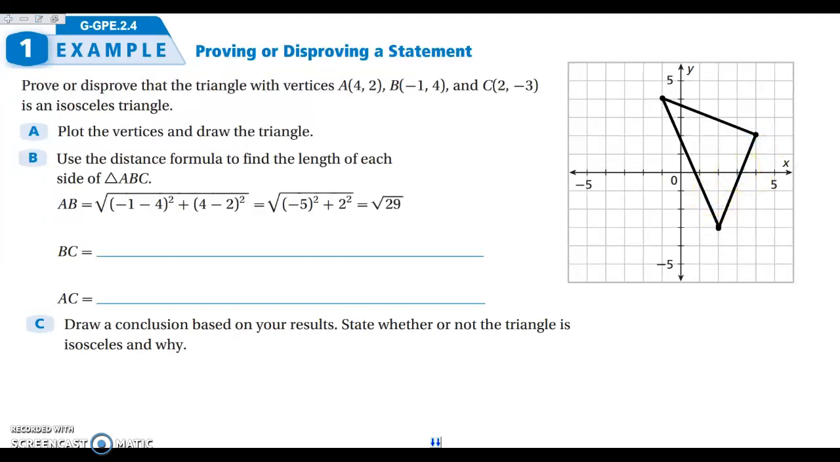Okay, so this is my triangle. All right, so again, A was at the point 4, 2. B is at the point negative 1, 4. And C is at 2, negative 3. So this is my triangle here.